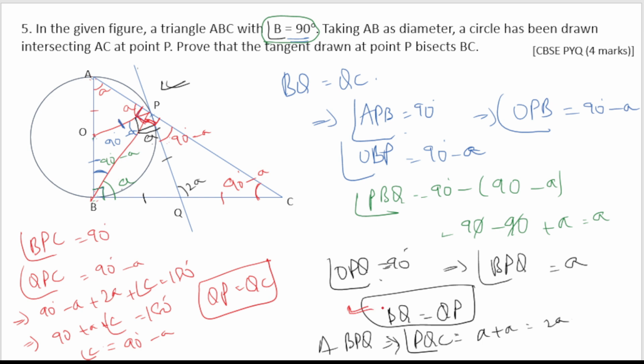So here we have proved BQ is equal to QP and here QP is equal to QC. So by using these two statements, we can say that BQ is equal to QC. That means PQ bisects BC.